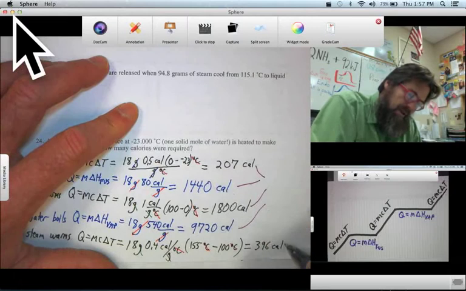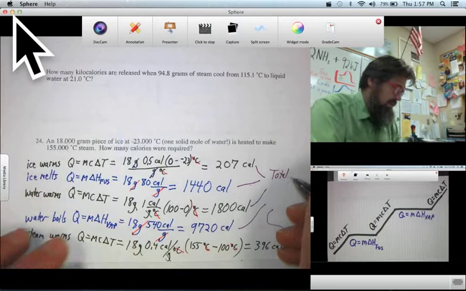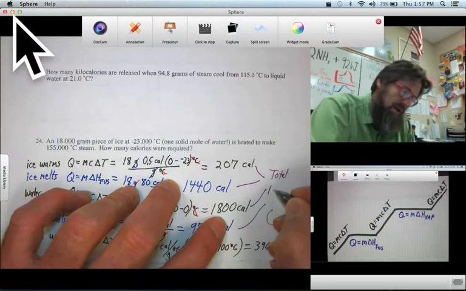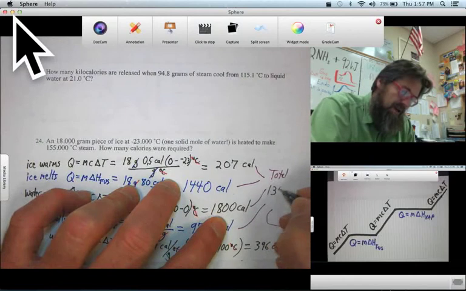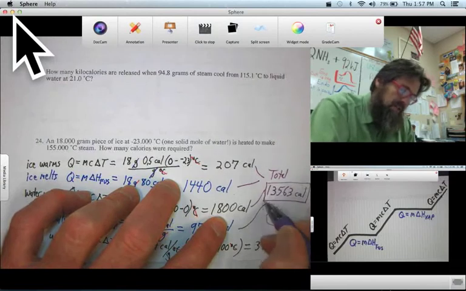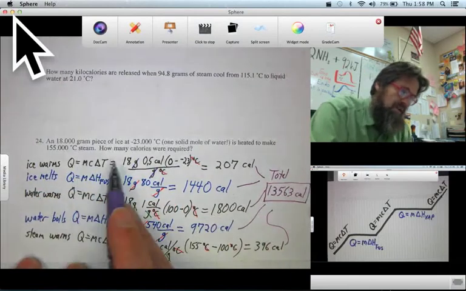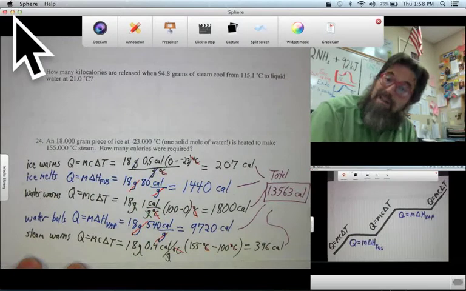If we then take these 5 values and we add them up, we get the total, which is our answer, 13,563 calories, and that is how much energy it took to warm the ice all the way up to the steam. And hope that's helpful.